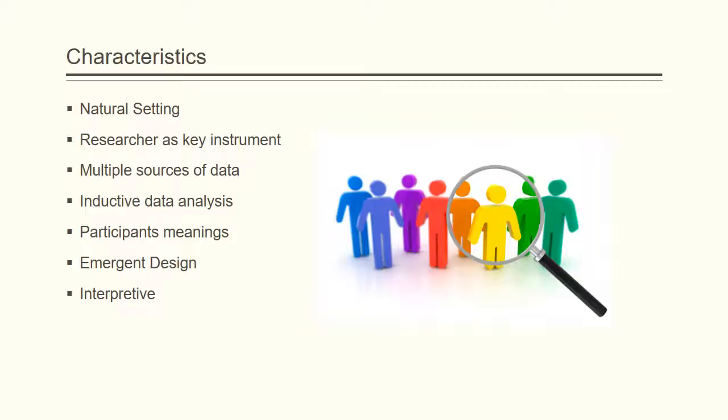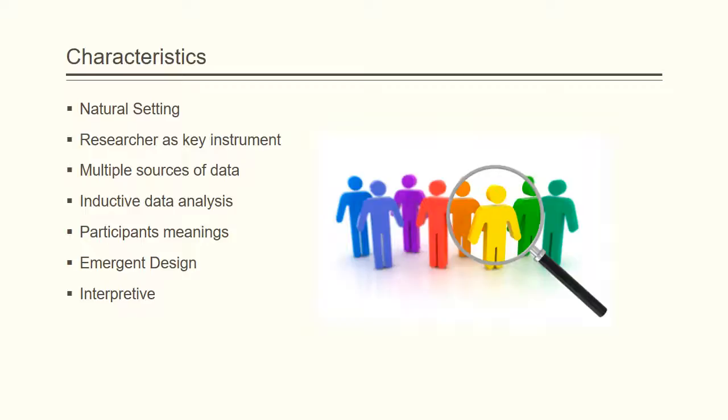There's also multiple sources of data that are collected. Qualitative researchers typically gather multiple forms of data, such as interviews, observations, documents. They don't really rely on just one data source. Then the researchers review all of the data, make sense of it, and organize it into categories or themes that cut across all of the data sources.